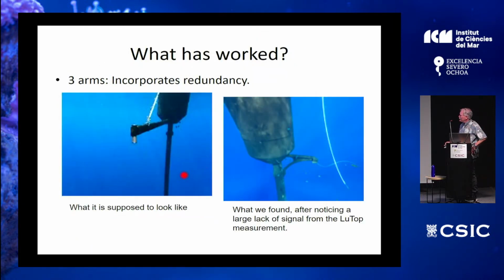The 3 arms give us redundancy. This is the picture of the top arm and what it should look like. This is when we found that we lost our signal from the top arm, so we went out to look and discovered that the top arm had been missing.